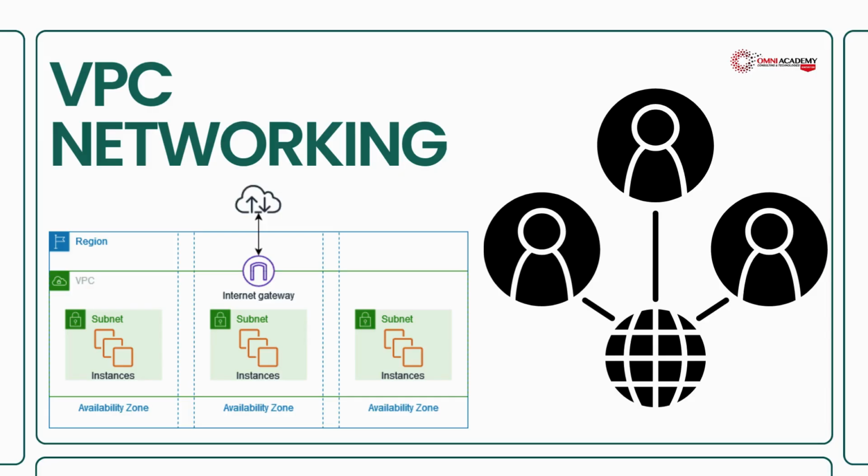Routes. Routes decide where data should go. It's like Google Maps for network traffic. It tells data, go this way, don't go that way, to reach the server faster.